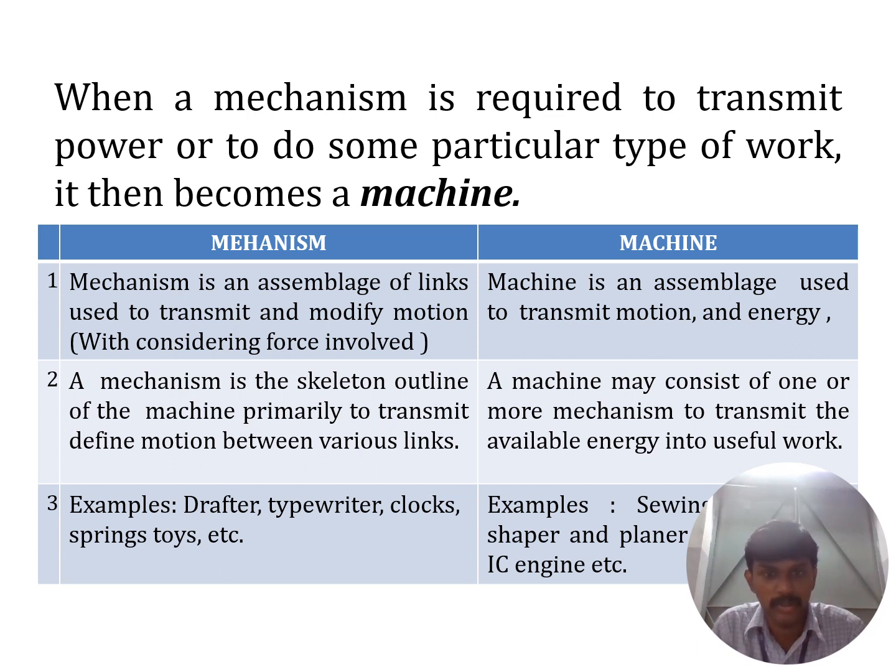When the mechanism is required to transmit some power or do some particular type of work, it becomes a machine. The difference between a mechanism and a machine: a mechanism is an assemblage of links that transmits or modifies motion, and a machine is an assemblage that transmits motion and energy. The mechanism is a skeleton outline of the links. The machine consists of one or more mechanisms and transmits some available energy. Examples of mechanisms: drafter, typewriter, clocks, and spring toys. Examples of machines: sewing machine, shaper, planer, and IC engines.